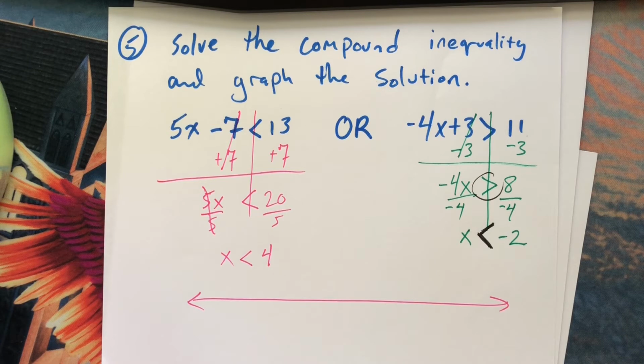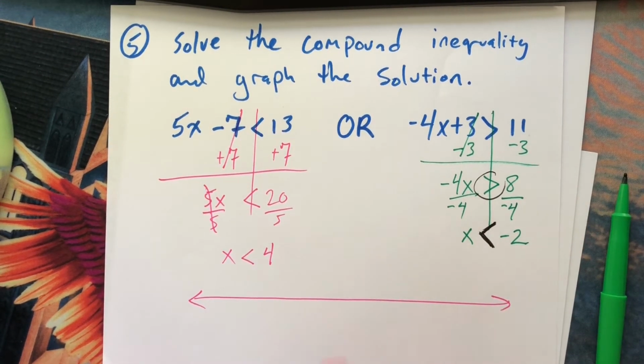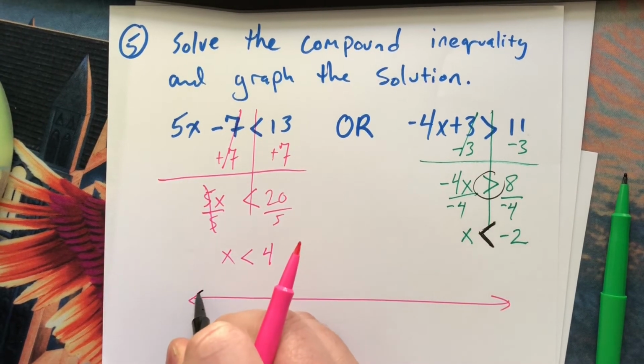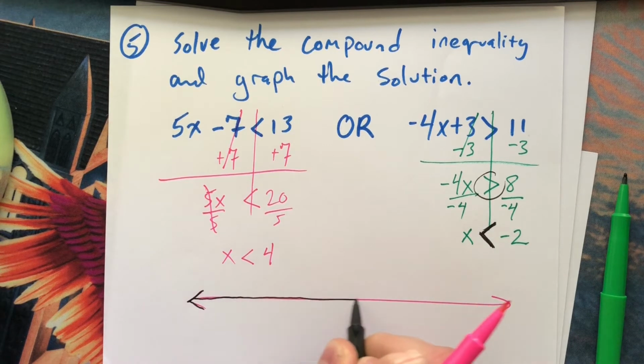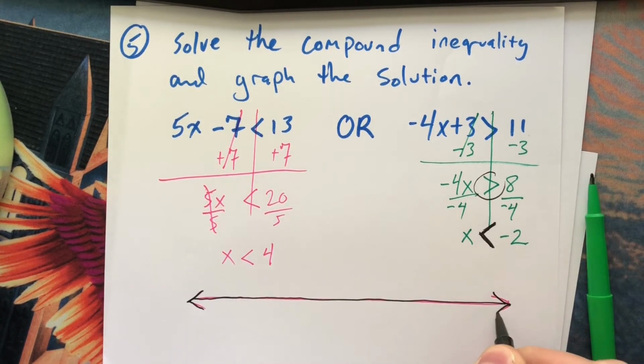Oh, I'm wrong. Or, we'll talk about it. Let's graph it. Okay, so we got 4 and -2. Those are going to be our two numbers. So let's not confuse anybody and just use a neutral color.